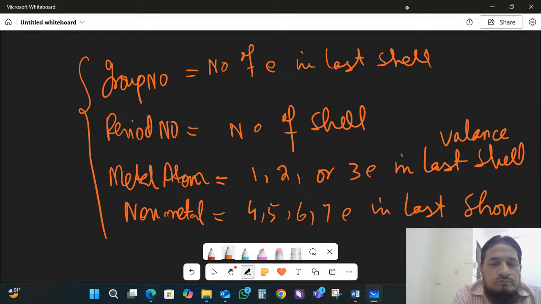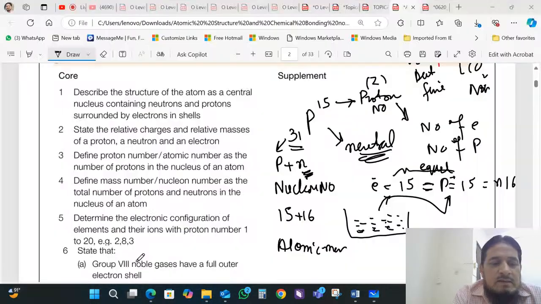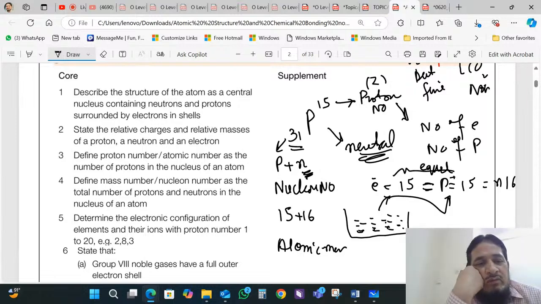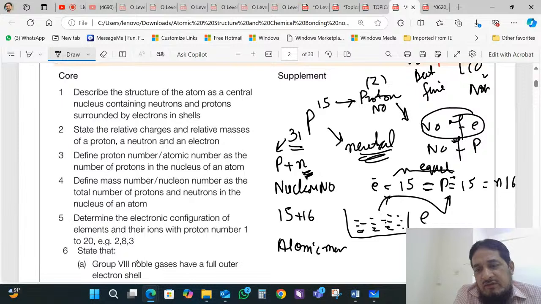Now I think we should go to the syllabus content. It says to describe the structure of an atom as a central nucleus containing protons and neutrons, with electrons in the shells. Keep in mind that these electrons are in the shells. In the first shell there will be 2, then 8, and in the third shell you are also going to put 8.